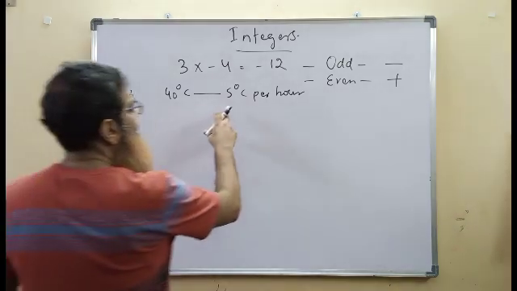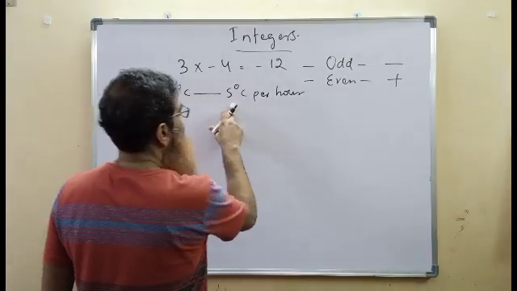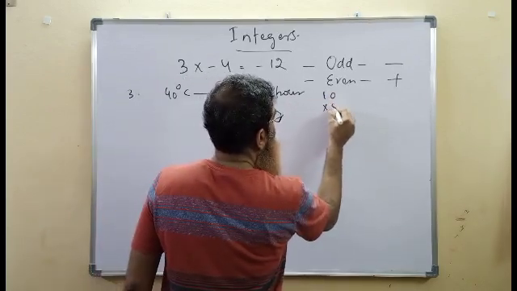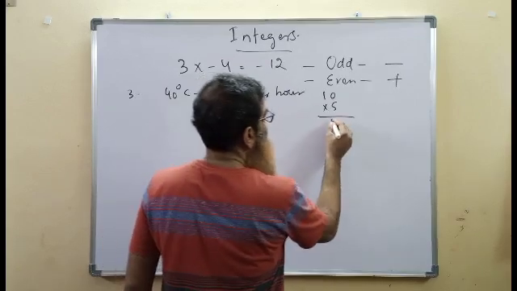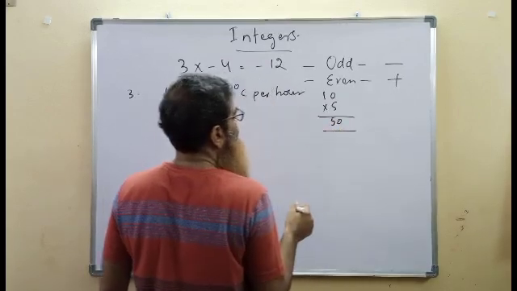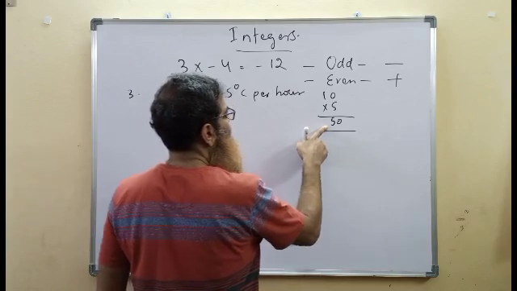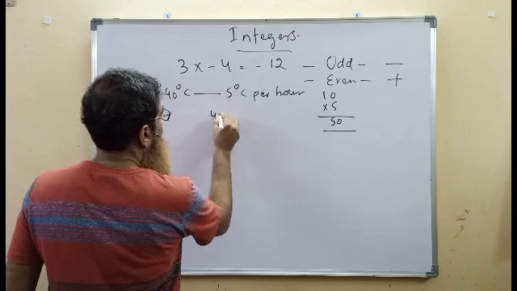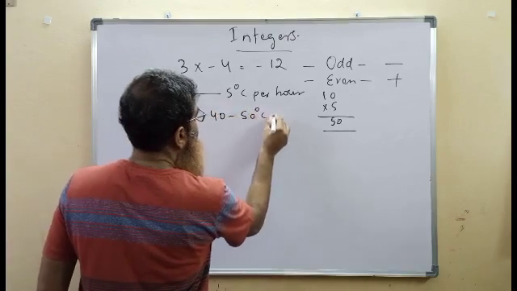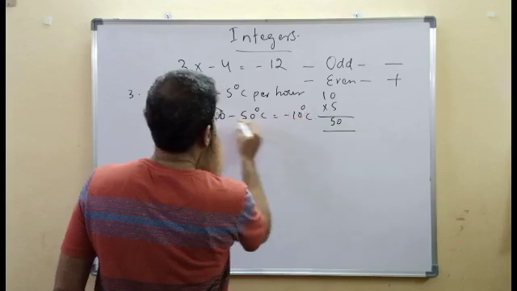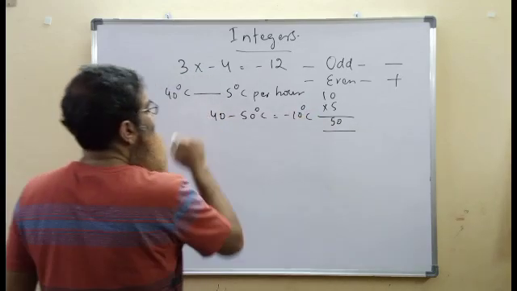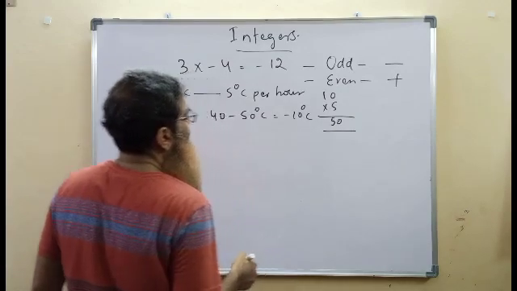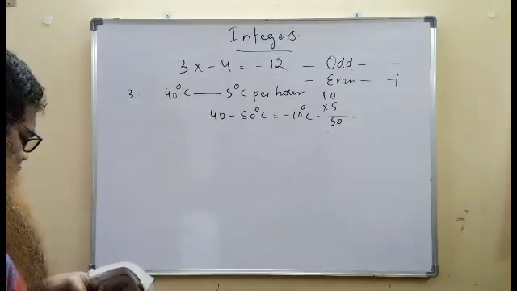Every hour the temperature is going down 5 degrees Celsius. So for 10 hours, 5 multiplied by 10 is 50. After 10 hours, it will dip by 50 degrees Celsius, but in the beginning it was 40 degrees Celsius. So it will be 40 minus 50 degrees Celsius, that is minus 10 degrees Celsius.